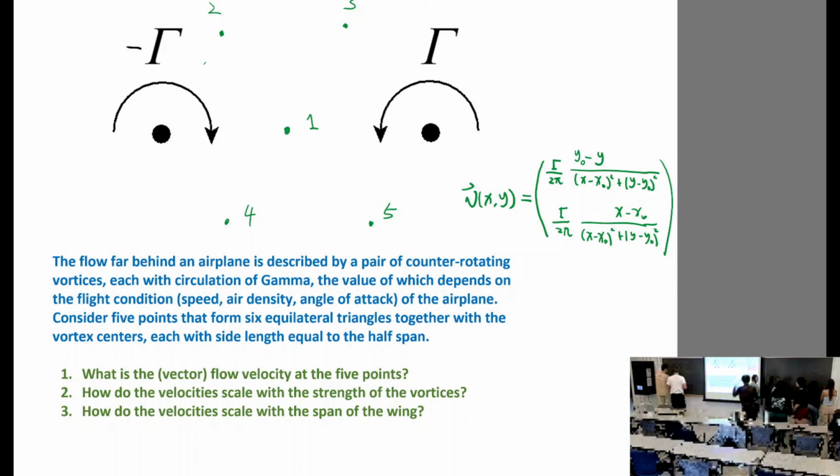I mean, the question means: if you increase b by a factor of 2, how does the velocity increase or decrease? Right, so you already have the formula. B appears in the denominator, right? And the power is 1, so it scales as 1 over b.